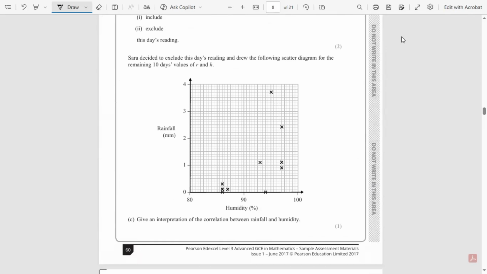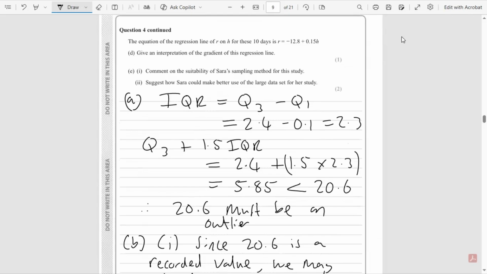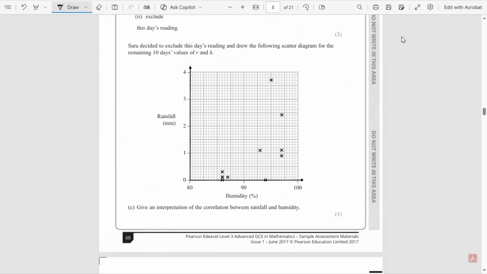Sarah decided to exclude this day's reading and drew the following scatter diagram for the remaining 10 days' values of R and H, as we can see on the scatter graph there. Give an interpretation of the correlation between rainfall and humidity. Because I'm running out of space, I'm going to write my answer literally under the question.